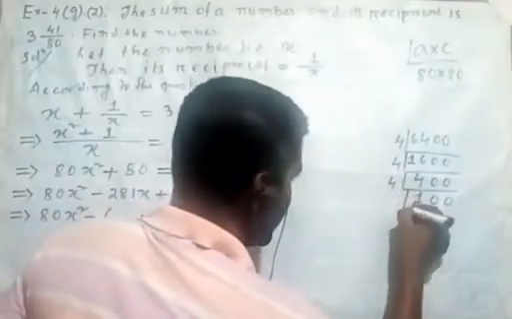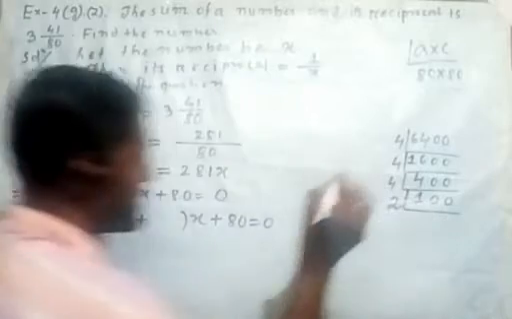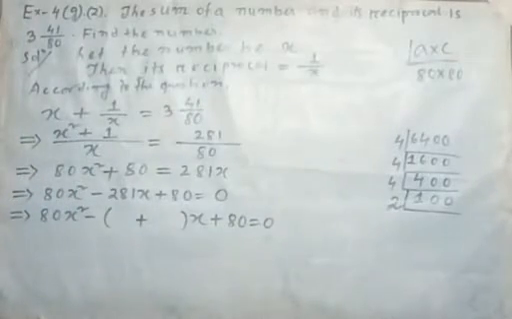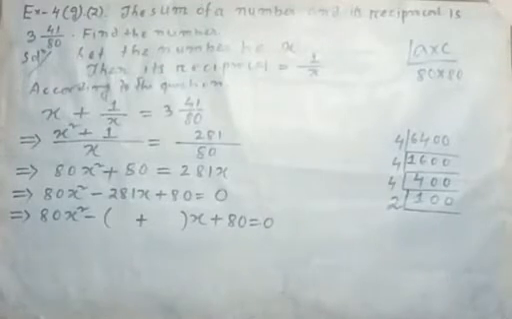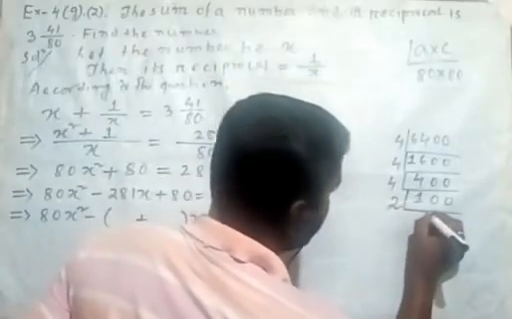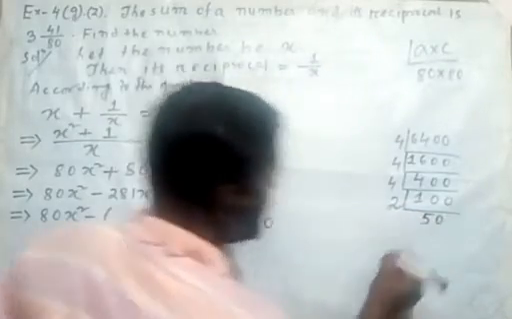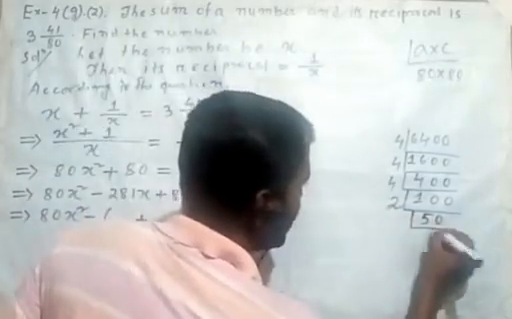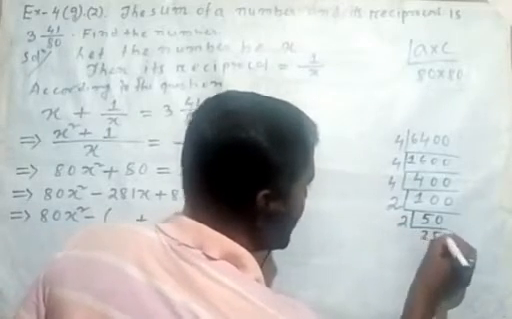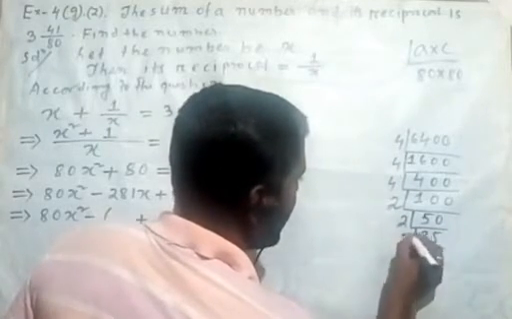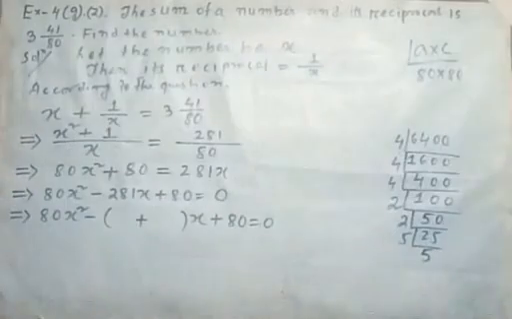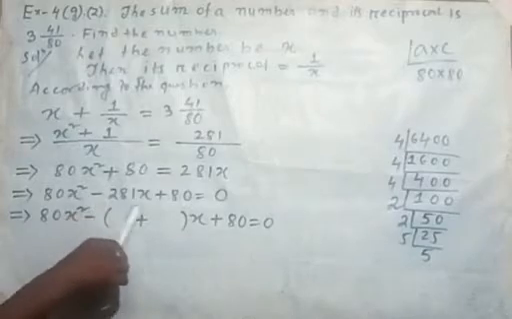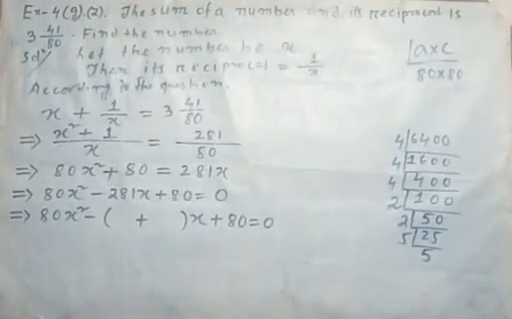Then we can try by 2. If you try by 2, then 50. 2 50s are 100. Again if you try by 2, then 2 25s are 50. Again try by 5, then 5 into 5 equal to 25. Now how much do we need to get here? We need to get 281.